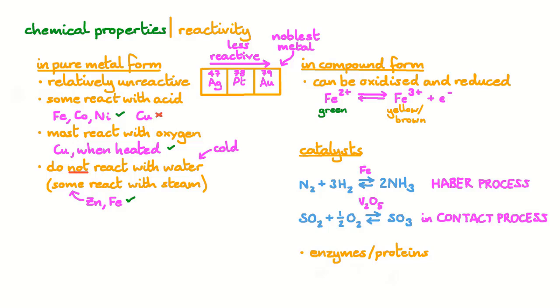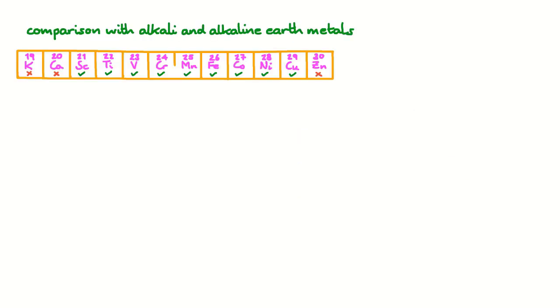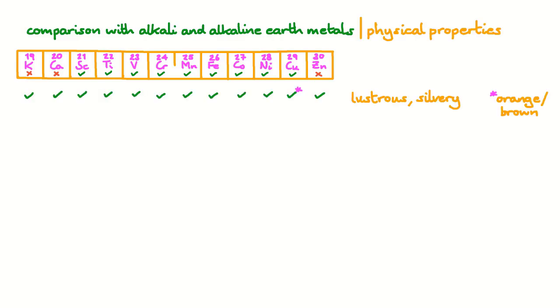like enzymes and proteins. But it's all very well looking at these things in isolation; we'll get a better idea of how transition metals fit into the greater picture by comparing them. Let's compare the first transition series, the top row of the transition metals, with the group 1 and group 2 metals in the same period, and I'll also throw in zinc. All these elements in their pure form are lustrous, and most are silvery, and copper is an orange-brown. All of these transition metals and zinc are relatively hard, but potassium and calcium are quite soft.